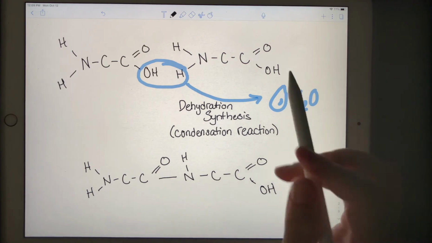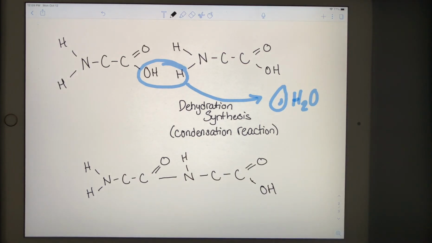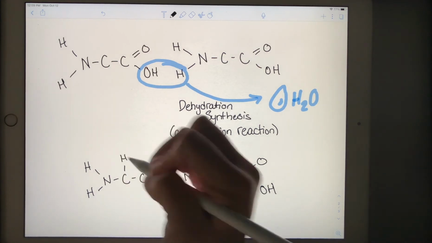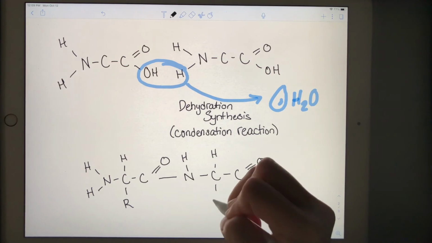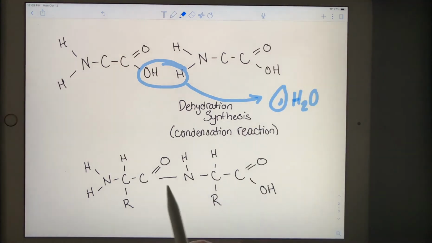And just to simplify it here, I didn't include what's on the central carbon, but we can go ahead and add it in. That hydrogen and then the R group, hydrogen and then the R group. So because of dehydration synthesis, we now have a bond between the end carbon of our first amino acid and the beginning nitrogen of our second amino acid.